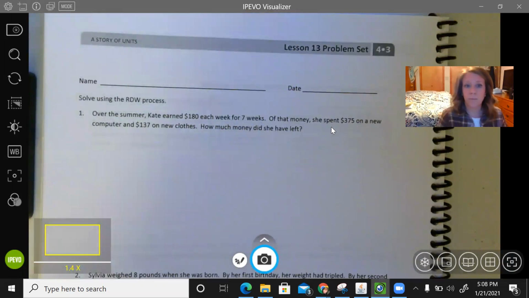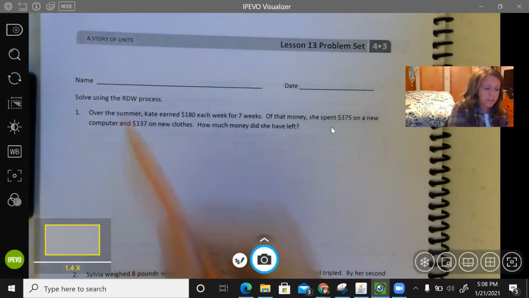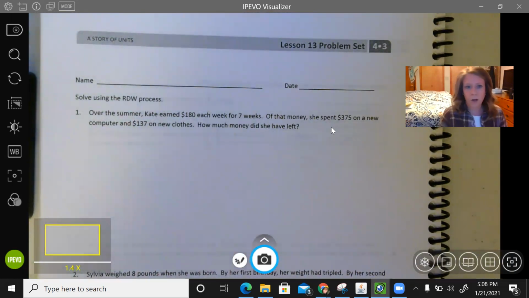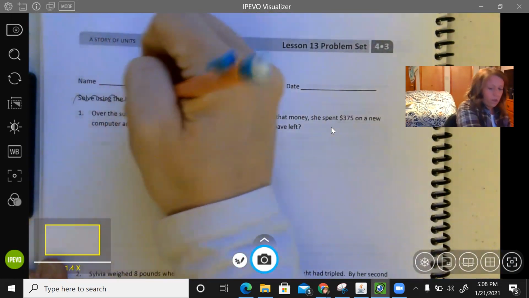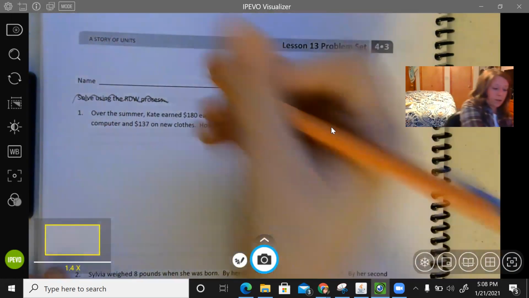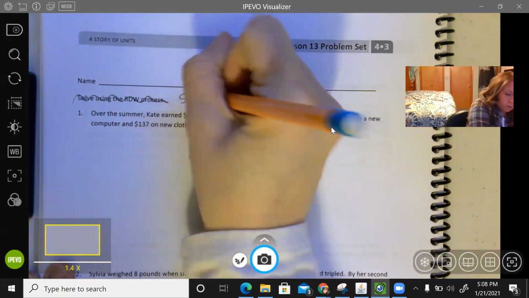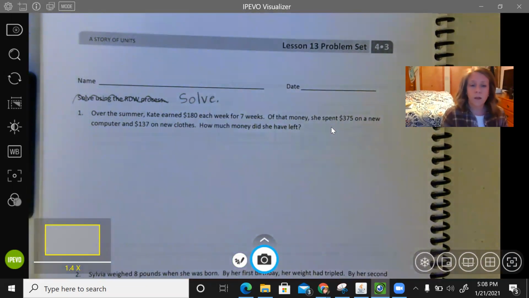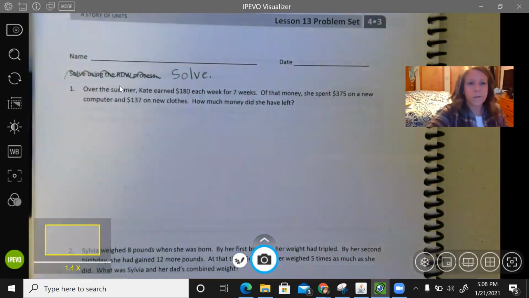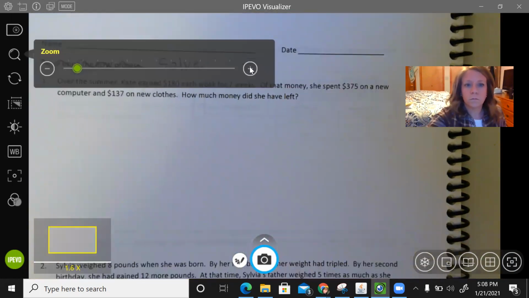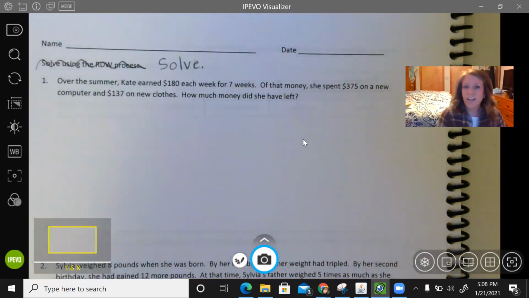On page 67, number 1. This tells us to use the read, draw, write process. I'm going to cross that out because we're simply going to be worrying about solving these problems. Number 1. Over the summer, Katie earned $180 each week for 7 weeks. Of that money, she spent $375 on a new computer and $137 on new clothes. How much money did she have left?